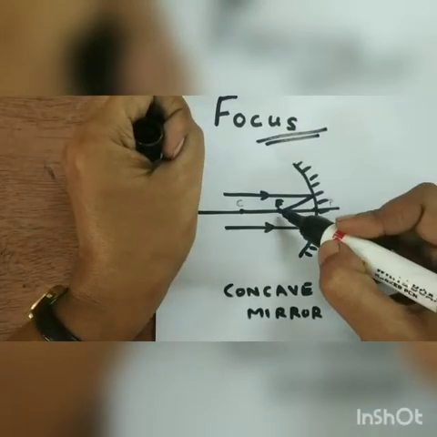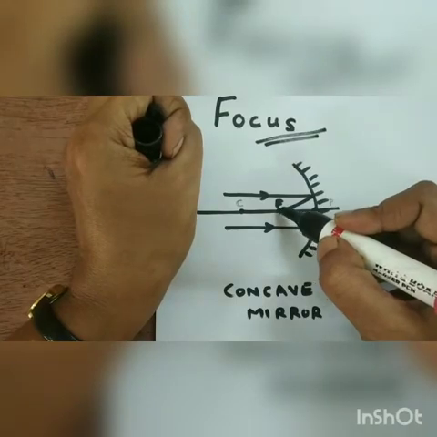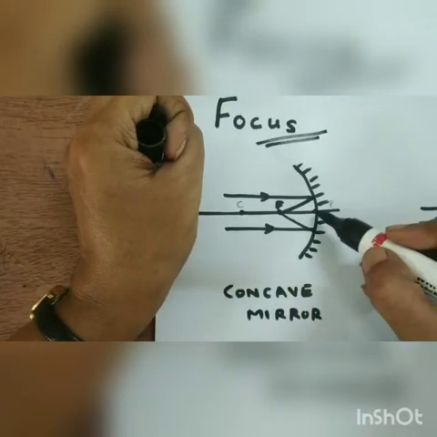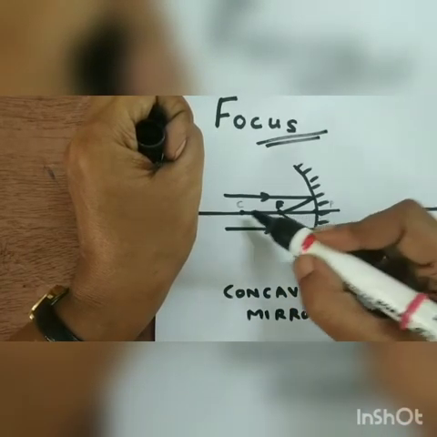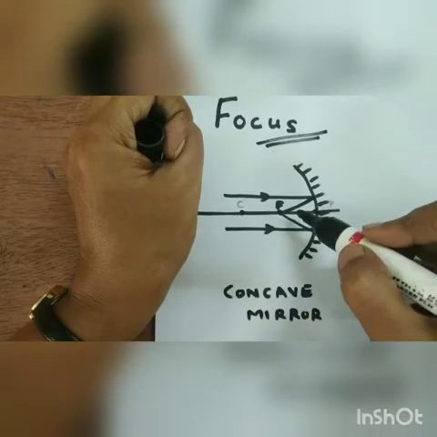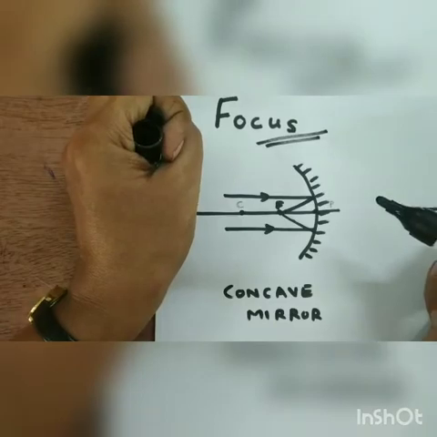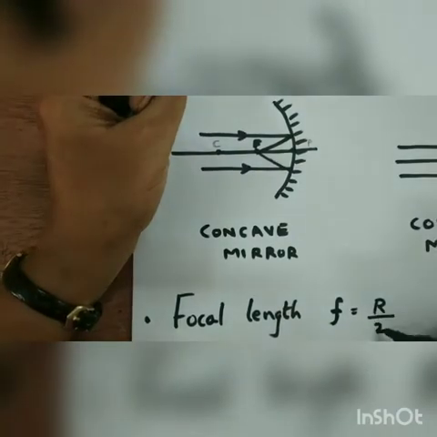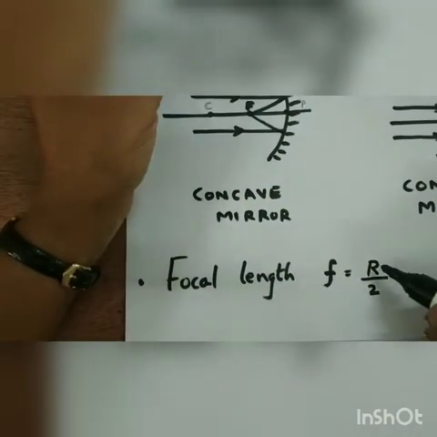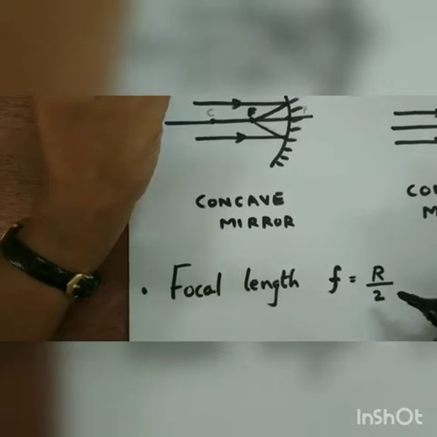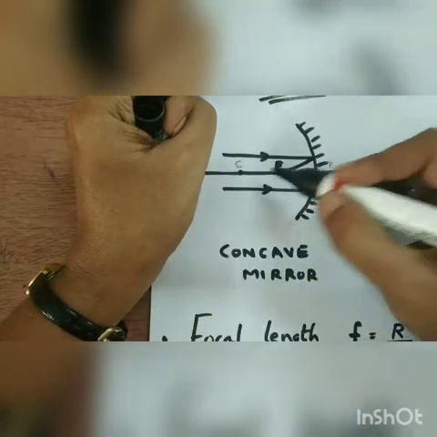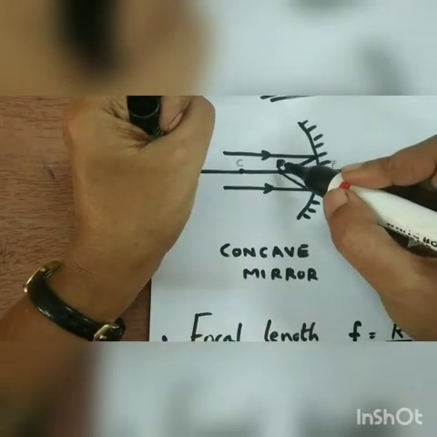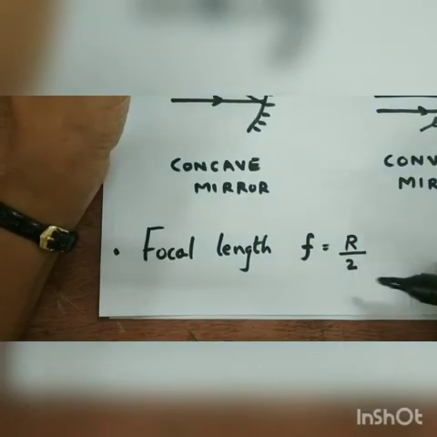Now let me tell you that this point focus is exactly in between the 2 points C and P, that is center of curvature and the pole. So focus is in between C and P. That means distance CP is the radius of curvature capital R. So focal length is half of radius of curvature. Focal length is half of radius of curvature. So since focus is in between this line CP, where CP is the radius of curvature, focus or focal length is half of the radius of curvature.